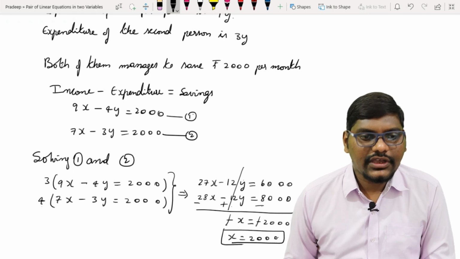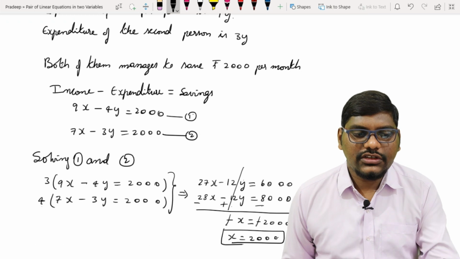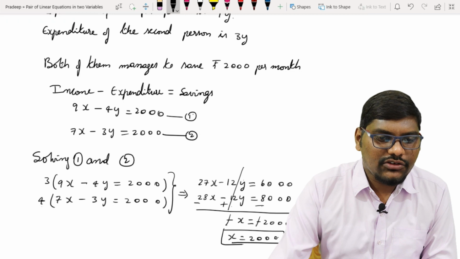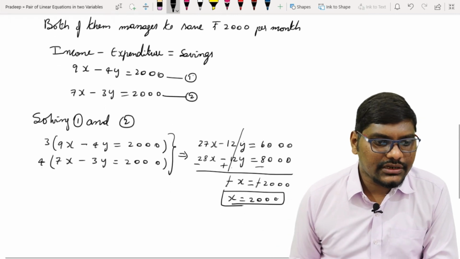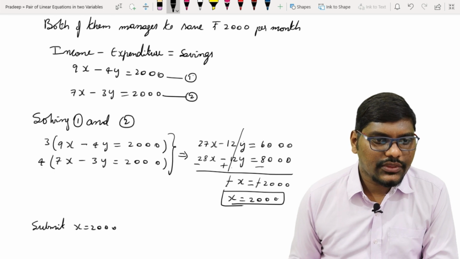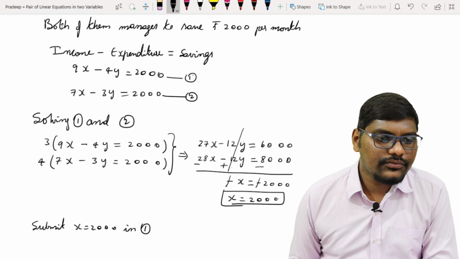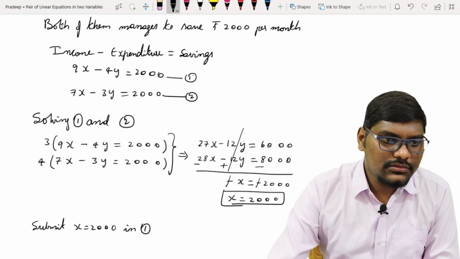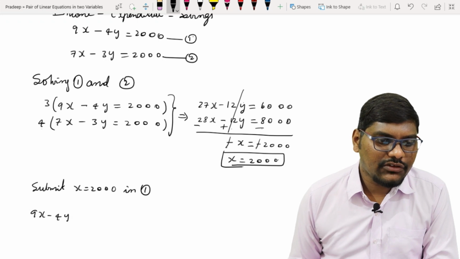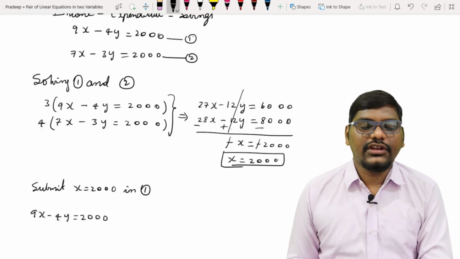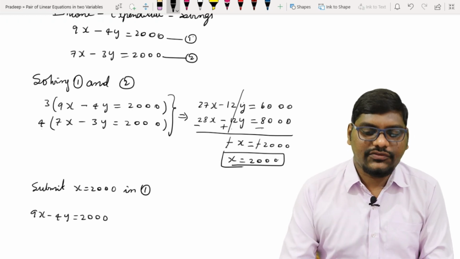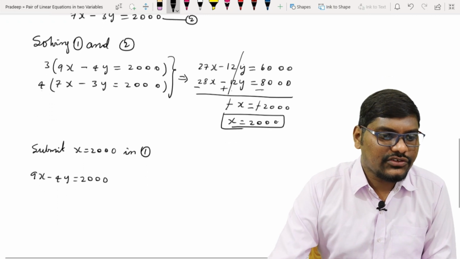So if we get the x value as 2000, we can find out y also. So I'll just substitute x equal to 2000 in equation 1. The first equation, we know, is 9x minus 4y equal to 2000. You can substitute in the first equation or even in the second equation, anything is fine. So I'm just substituting in the first equation.